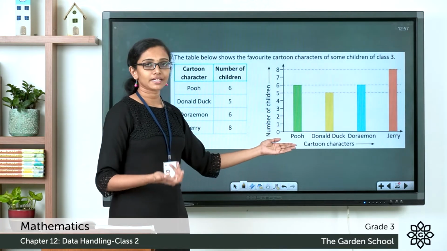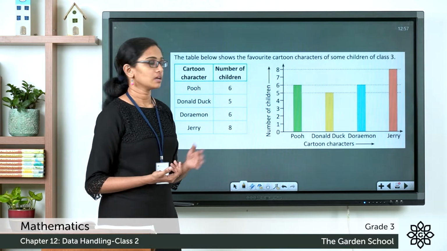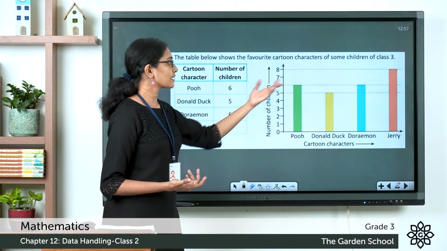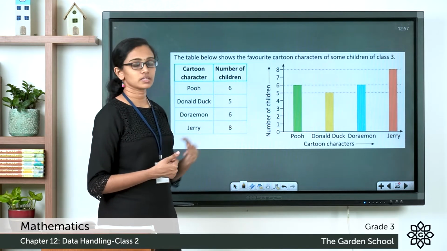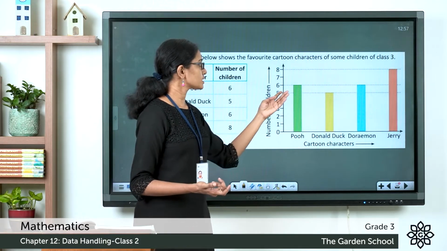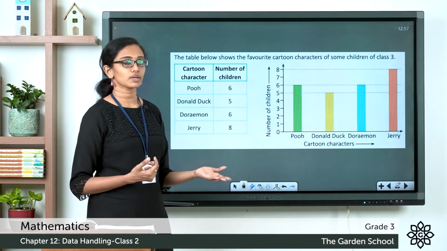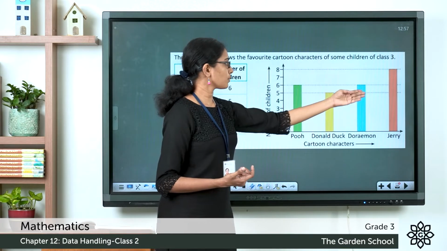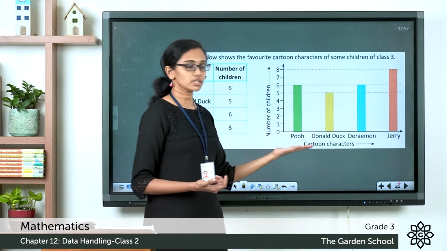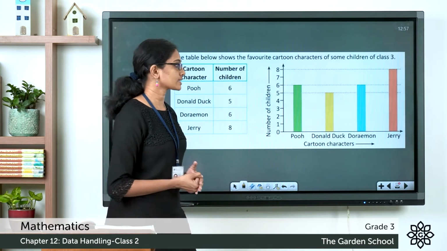So corresponding to the character Pooh, the rectangular bar ends at the point corresponding to 6, which means the number of children who like Pooh as their favorite character is equal to 6. Now corresponding to Donald Duck, the value is 5, which means the number of children who like Donald Duck is equal to 5. And Doraemon, here the number of children corresponding to this character is equal to 6, which means 6 children like Doraemon as their favorite cartoon character.